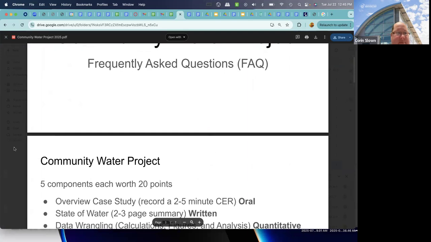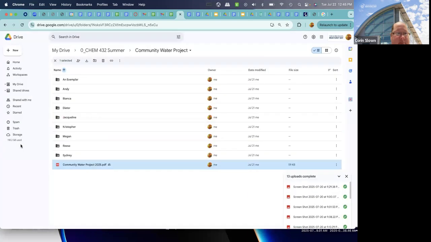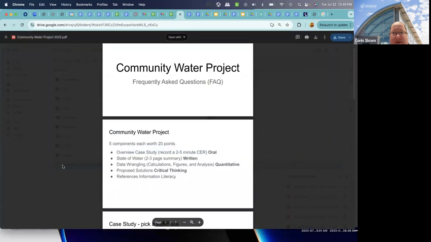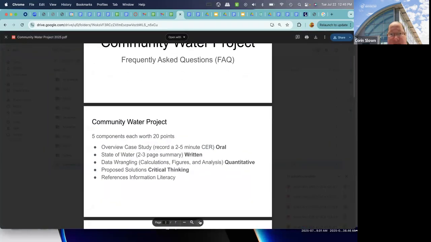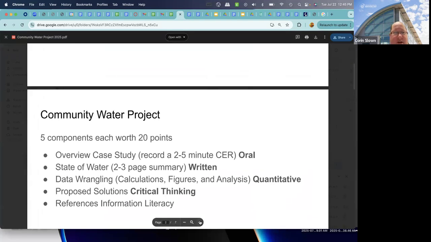All right. Okay, maybe I'll just do it this way. I think it's when I click out that it's an issue. Okay, so these are the pieces. Your references can just be on your state of water. You don't have to have them as a separate document. You can just bundle all of them into your state of water assignment.